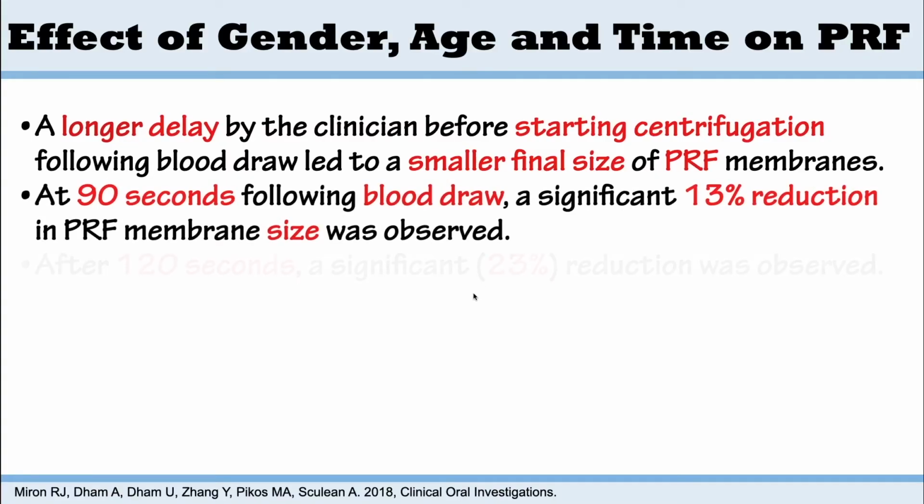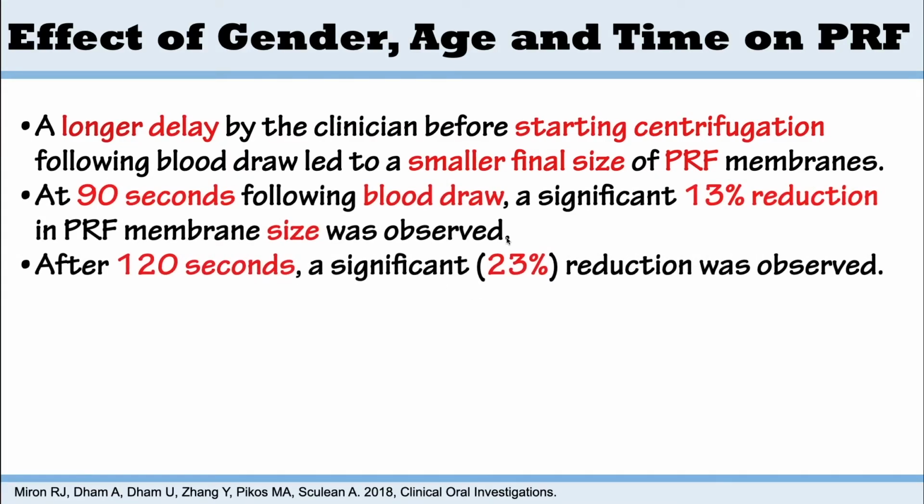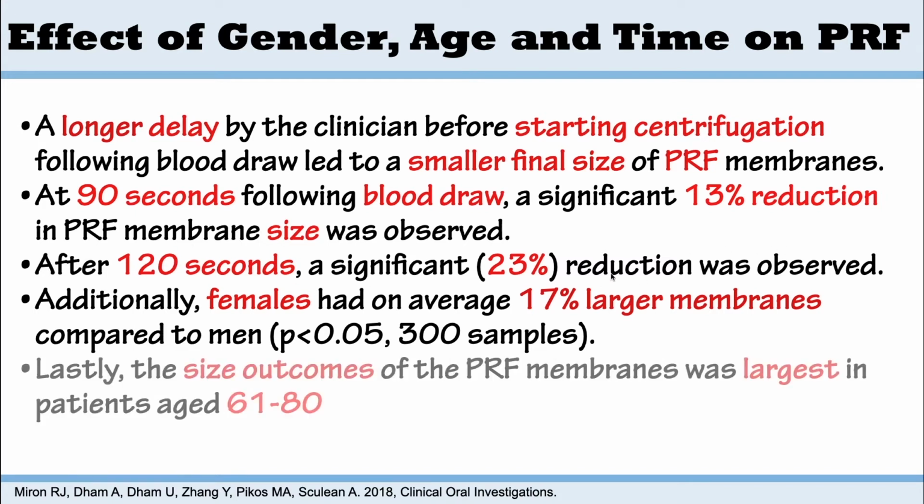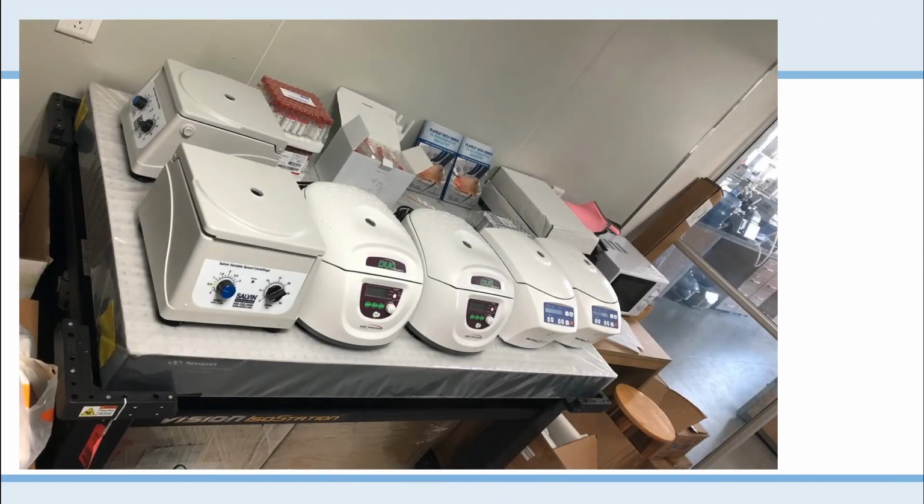So in summary here, a longer delay from the time that you start will result in smaller membranes. You want to do this within 90 seconds. By 120 seconds, like I said, it's significantly reduced, to the point where probably the cell quantification inside of these after 2 minutes is greatly reduced. Females make bigger membranes, as do old patients. So that's a summary there.